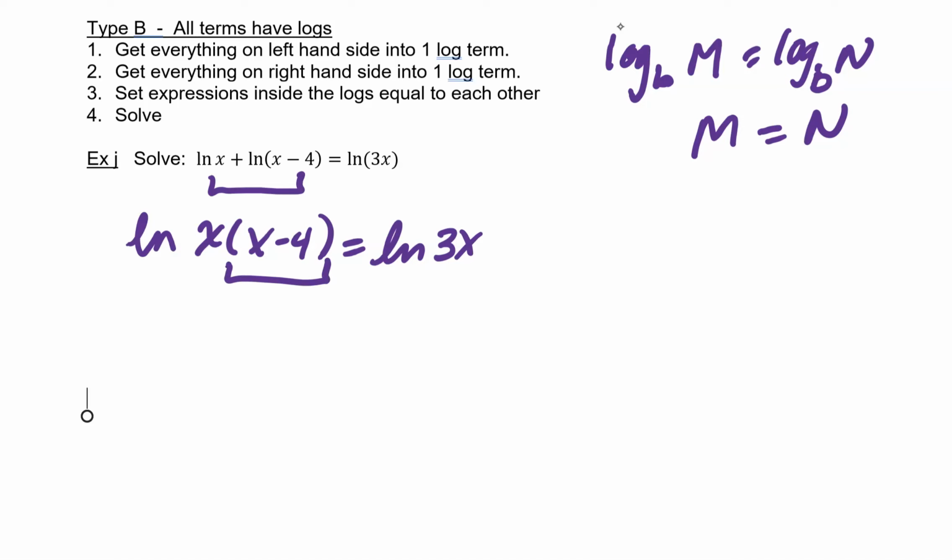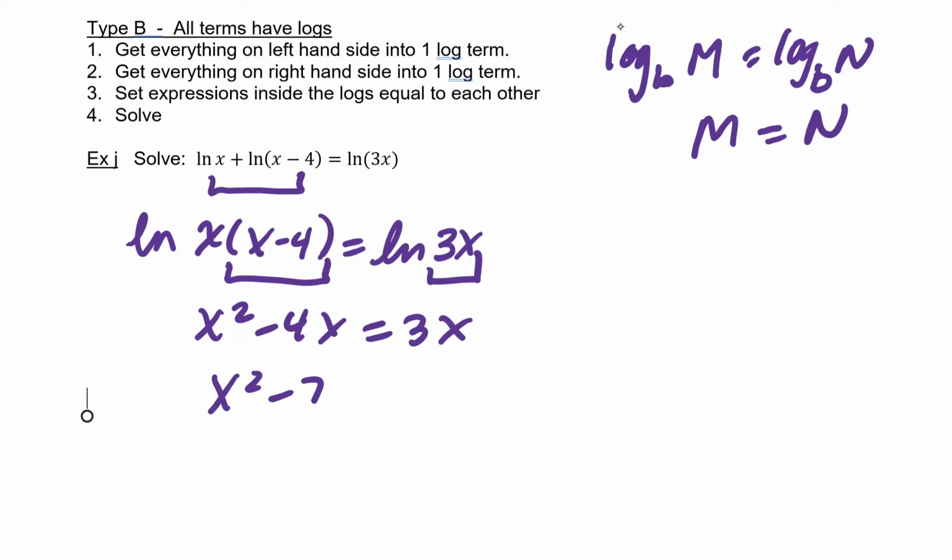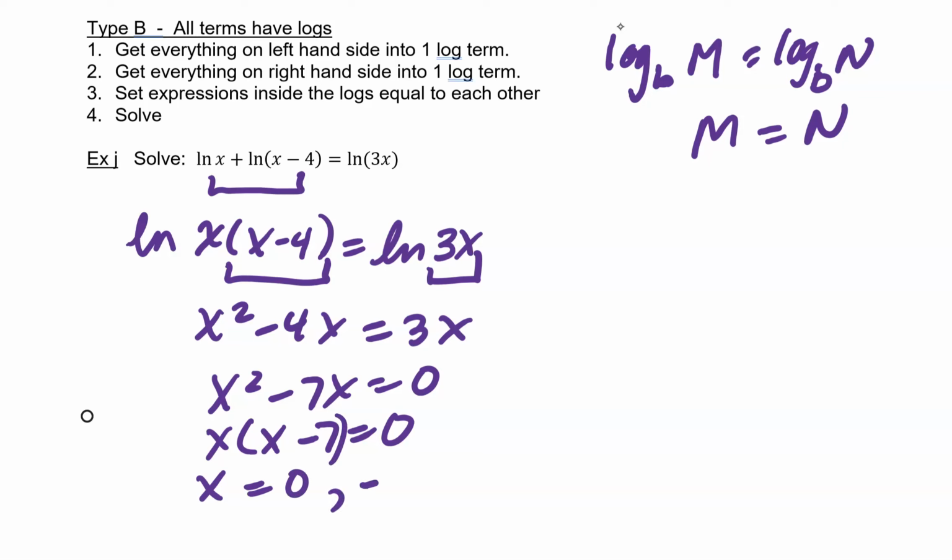Now, our interiors will be set equal to each other, so we're just going to say x times x minus 4, which will give us x squared minus 4x, is equal to what's on the right-hand side, which is 3x. If I subtract off the 3x, I end up with x squared minus 7x is equal to 0, and I can factor out the x. I get x times x minus 7 equals 0. So our two solutions are that either x is going to be equal to 0 from the first factor or positive 7 from the second factor.